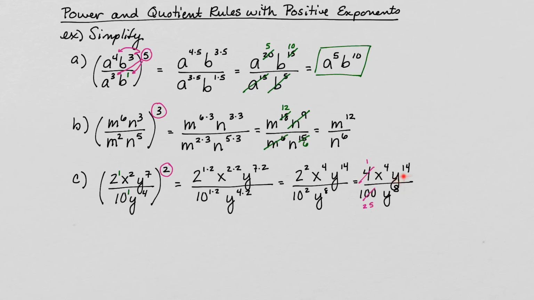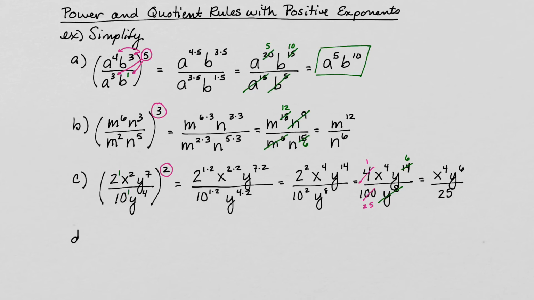And then on the y's, I have 14 y's on the top and 8 y's on the bottom. So I can cancel some of those out. So these 8 y's will cancel out in the 14 and leave me with 6 y's left. So my final answer here is going to be x to the 4th, y to the 6th on the top, and I have just the 25 on the bottom.